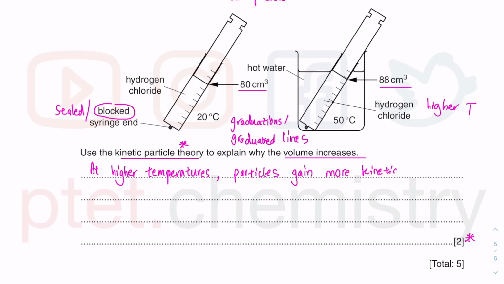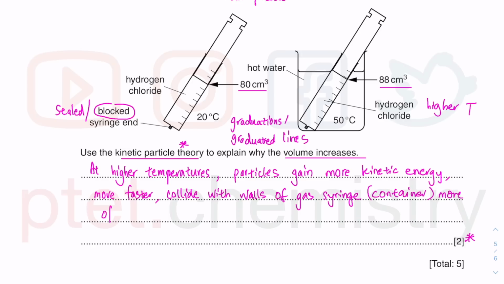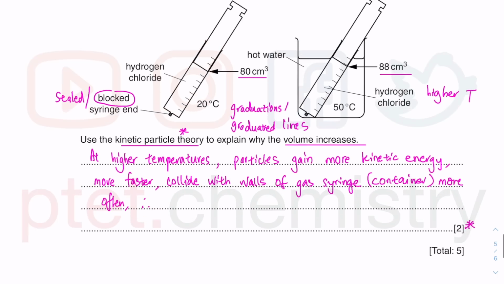Kinetic energy is how fast you move. So you move a lot faster at higher temperature. When they gain more kinetic energy, they move faster. They collide with the walls of the container. They collide with the walls of the gas syringe. In this case, the gas syringe is the container there. They collide with the walls more often, therefore they will apply greater pressure.